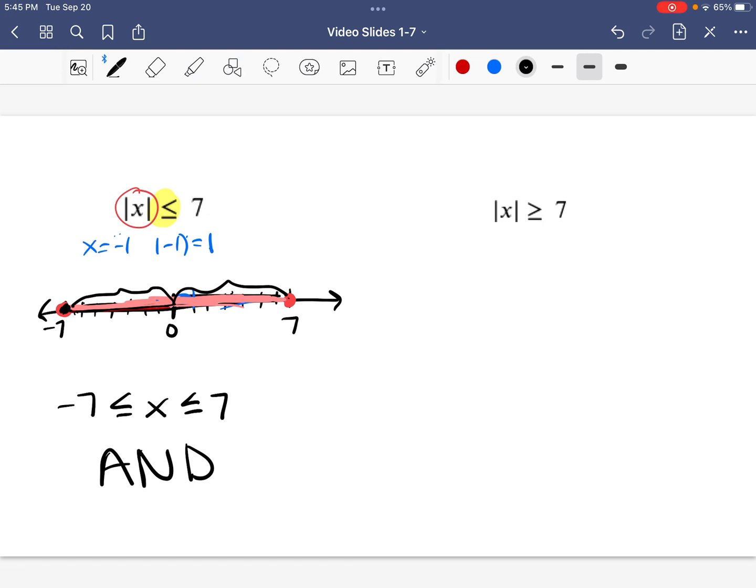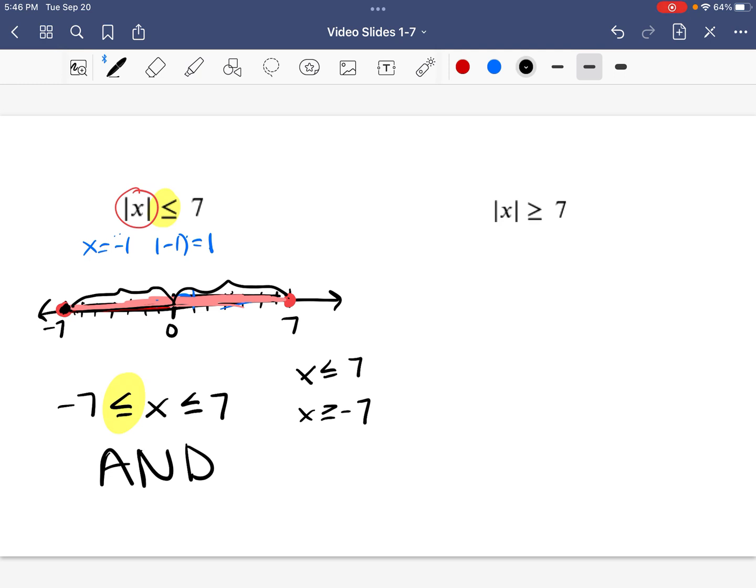Let me give you a little more explanation, because notice that I flipped the sign right here. If I were to write it separately, it would say x is less than or equal to 7, and x is greater than or equal to -7. Well, why did I do that?